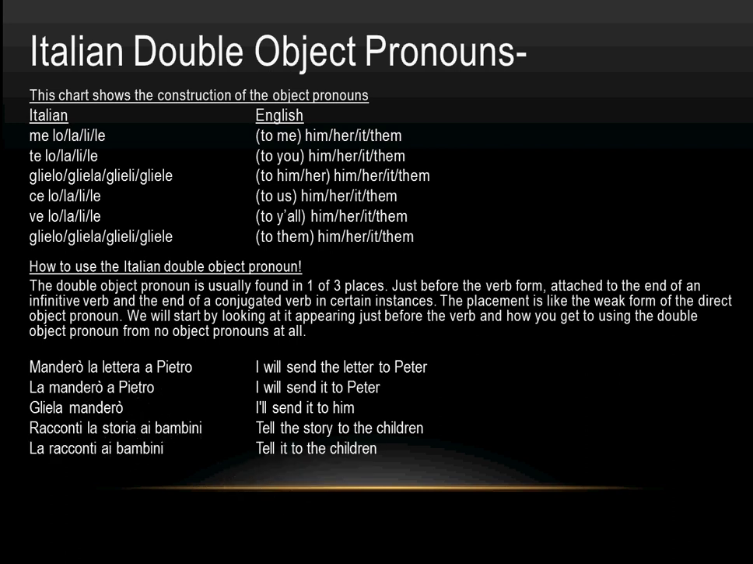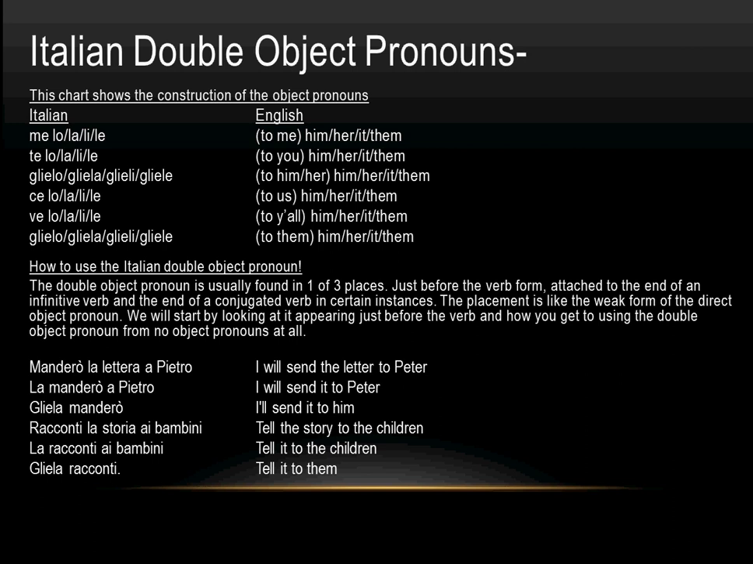Racconti ai bambini. Tell it to the children. La being it, or the direct object pronoun, because la storia is feminine. Racconti ai bambini. Now let's replace the indirect object, the children, with an indirect object pronoun. And we have gliela racconti. So tell it to them. Li being them, we add the a because it's a double object pronoun. We combine them again and we have gliela racconti.